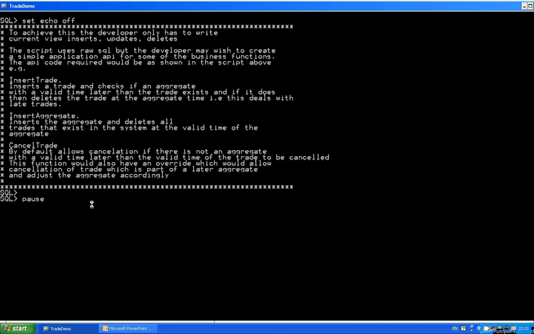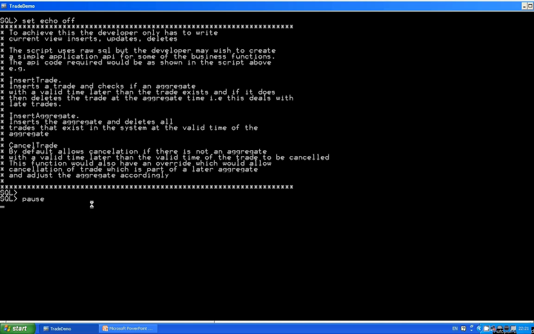We don't always have to do that, but it might be a good idea to help the developers. And so therefore, when we insert a trade, we need to go to the valid time of the trade, insert the trade, and check if any subsequent aggregates exist. If they do exist, we need to delete the trade that we've just inserted at the time of the subsequent aggregate. As far as inserting aggregates is concerned, we receive the aggregate trade and we always delete all the trades that exist in the system at the time of the aggregate trade.